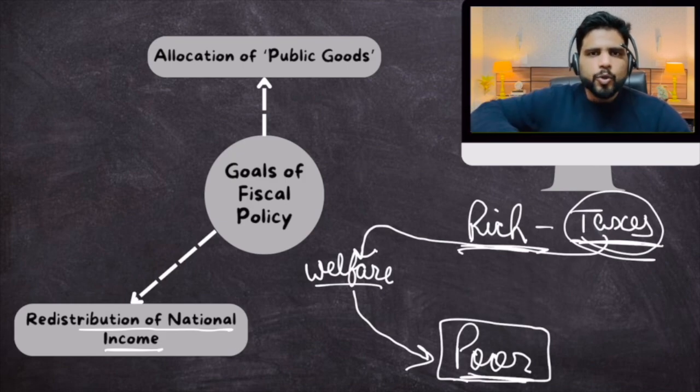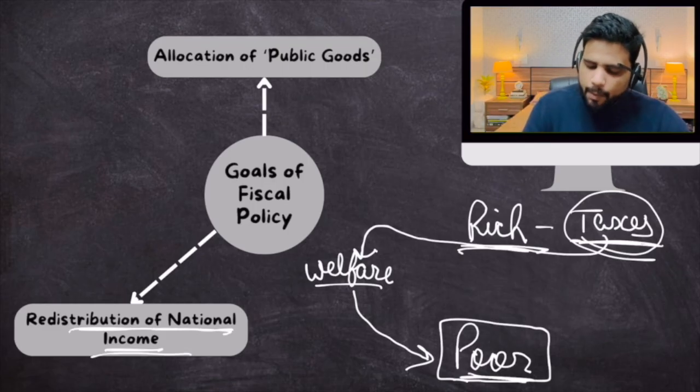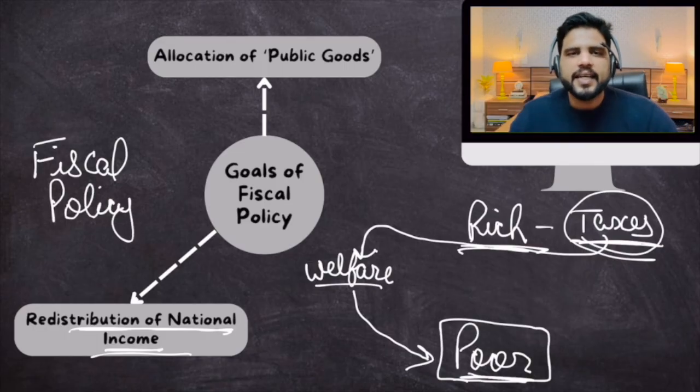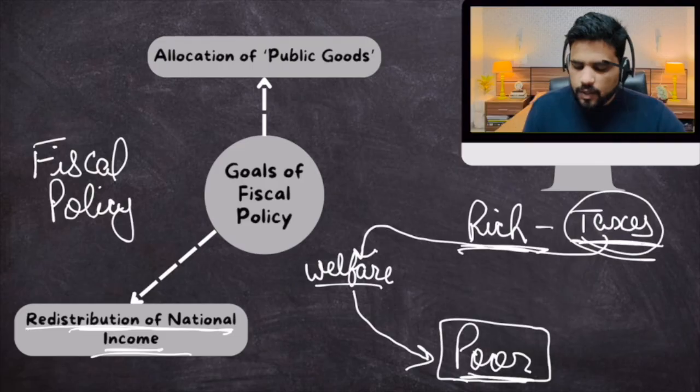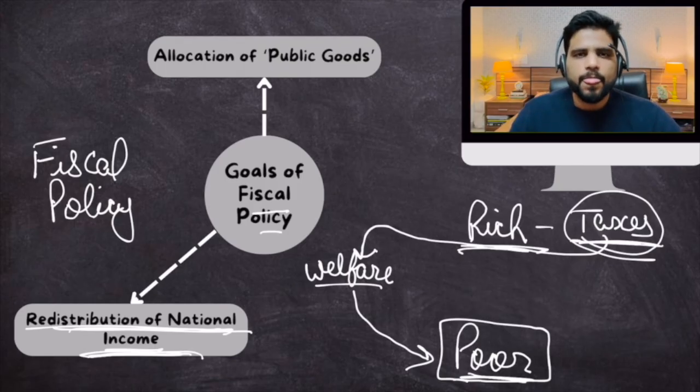Government is redistributing national income, right? And this redistribution of national income happens through fiscal policy. Because what is fiscal policy? Policy of government taxation and spending, right? So redistribution of national income is another goal of fiscal policy. Very simple. Make sense? Okay.